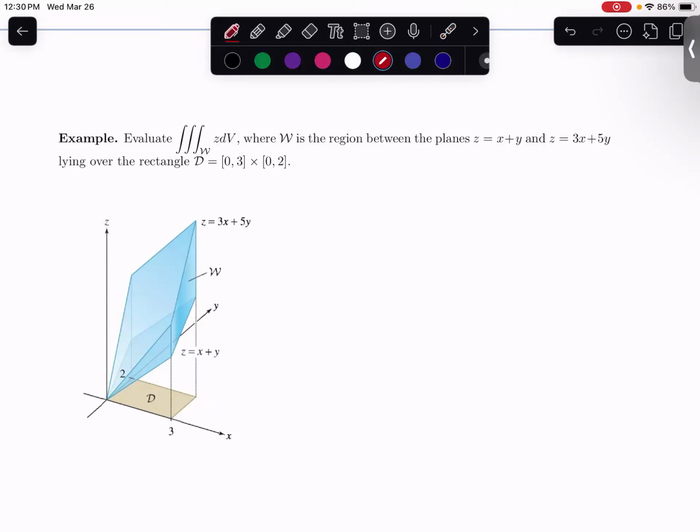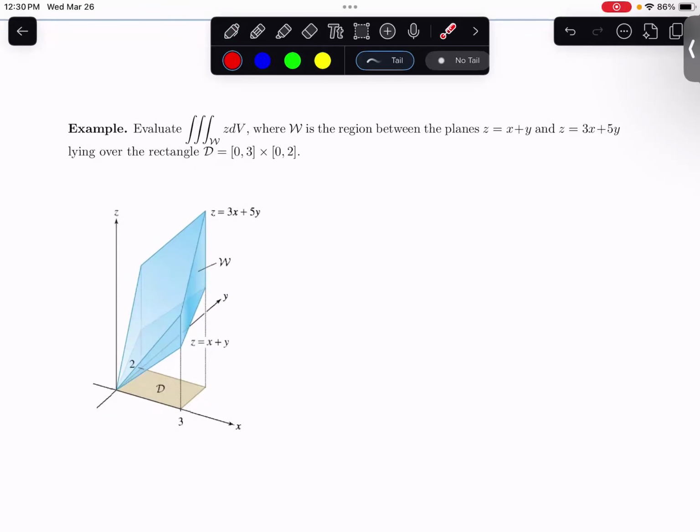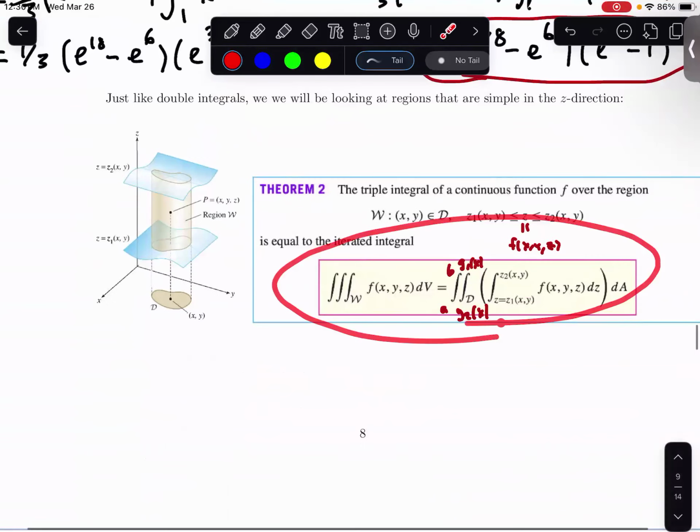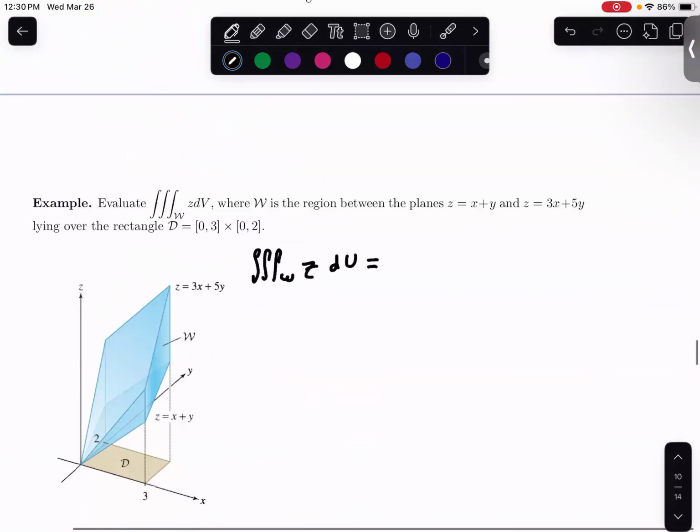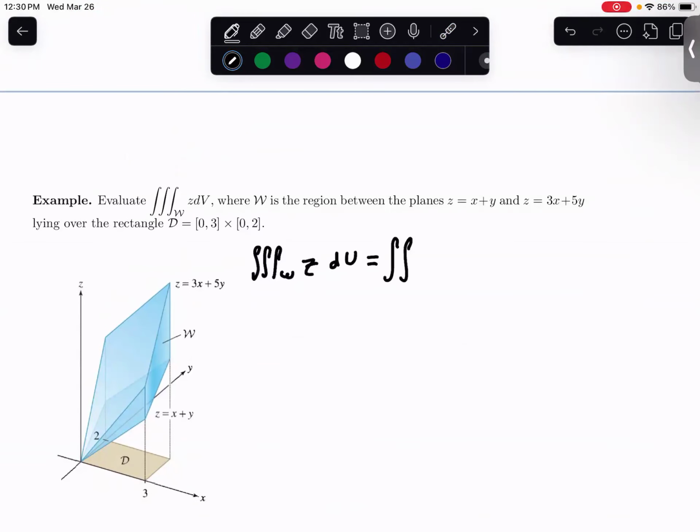Okay, so how do we compute this triple integral? The first thing we take note of is that it's going to be z-simple due to the fact that the lower bound is given by x plus y, and the upper z bound is given by 3x plus 5y. So we can write out this triple integral over W, this is z dV. I'm going to mimic how they wrote things out in this theorem right here. So I'm just going to say this is equal to the double integral over D, this rectangle that we have here.